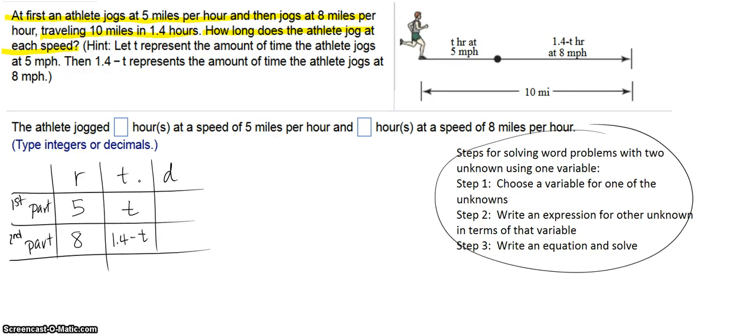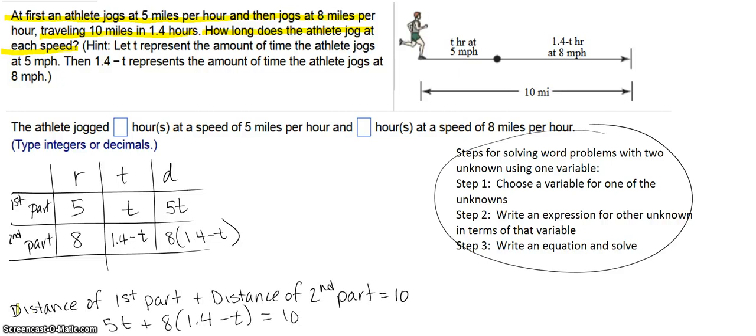To find the distances, I'm just going to use my formula. So I'm going to multiply the first two quantities in the first row and then the second two quantities. And now I know that the distance of the first plus the distance of the second better equal 10, the total. So if I write the expression for the distance of the first and the distance of the second equaling 10, I will get my third step, which is write an equation.